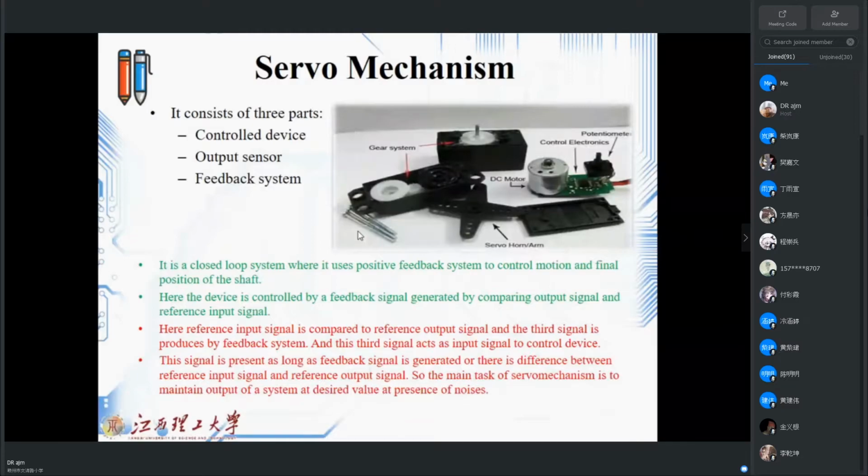Then this signal acts as the input signal to control the device and is present as long as the feedback signal is generated, or there is a difference between the reference input signal and the reference output signal. So the main task of a servo mechanism is to maintain the output of the system at some desired value in the presence of noise.